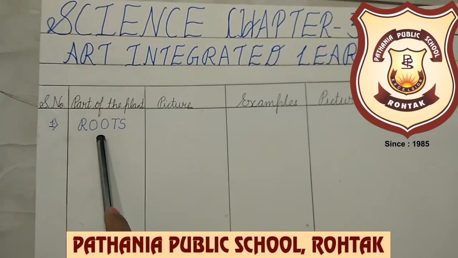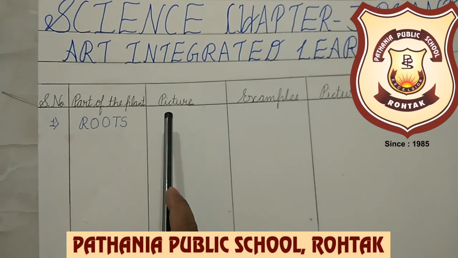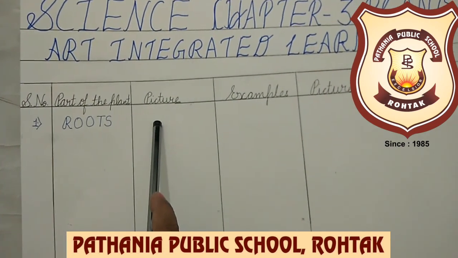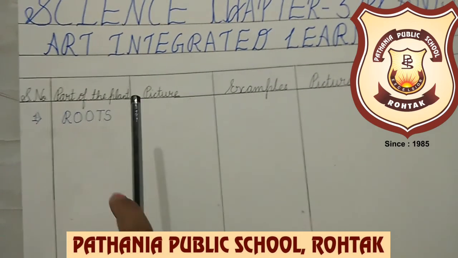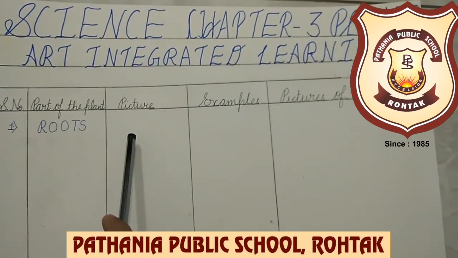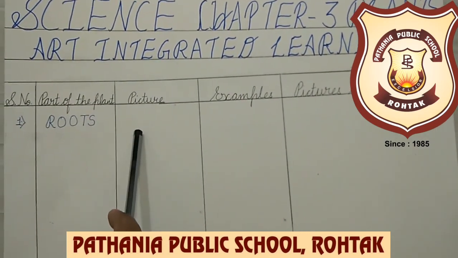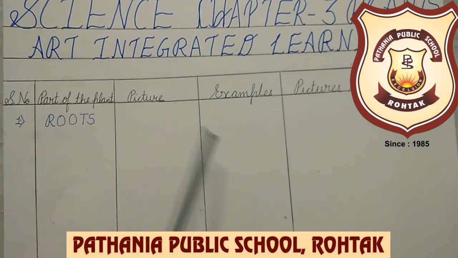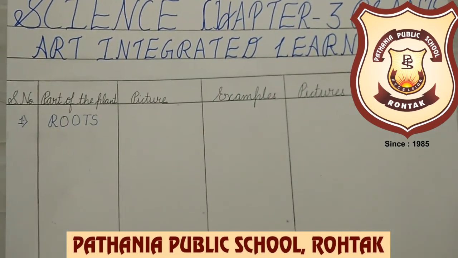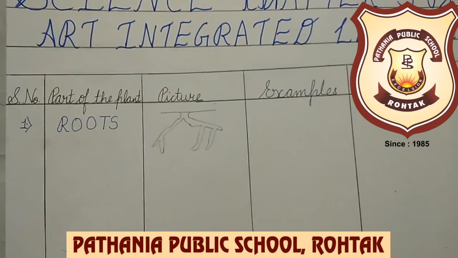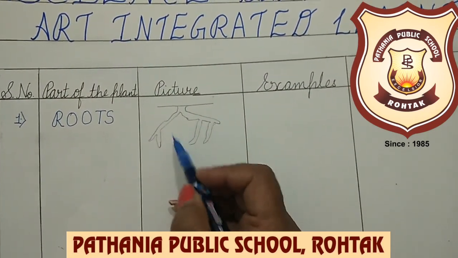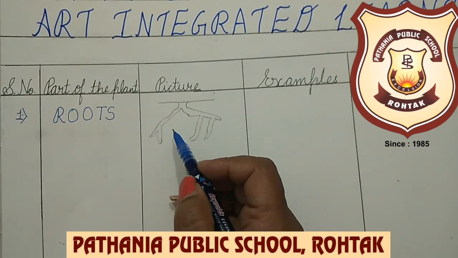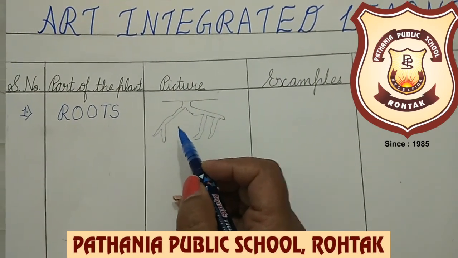We have written roots here. Now beta, if you have a picture of root, then you can paste it. If you don't have, then you can draw it. You have both the options. Either you can paste the picture or you can draw the picture. See kids, I have drawn roots here. In this manner, either you can draw, or if you have the picture, you can paste.